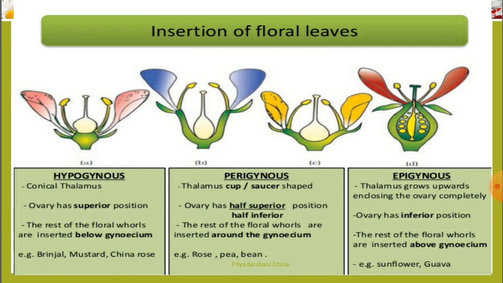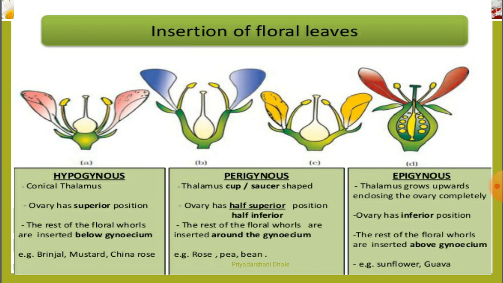Second one is the perigynous. The thalamus is cup or saucer shaped. It is deep inside a cup or saucer shaped cavity. Ovary is half superior and half inferior in position. You can see in diagrams B and C. There are two positions, half superior and half inferior, and maybe it is completely half deep into the cavity, and the rest of the floral whorls are inserted around the gynoecium. It is surrounded by the gynoecium. Example is rose, pea, and bean.